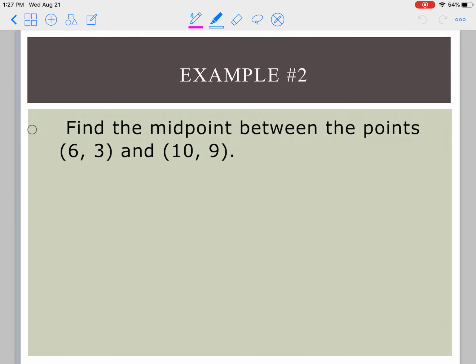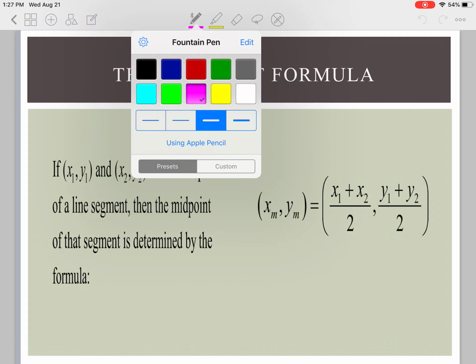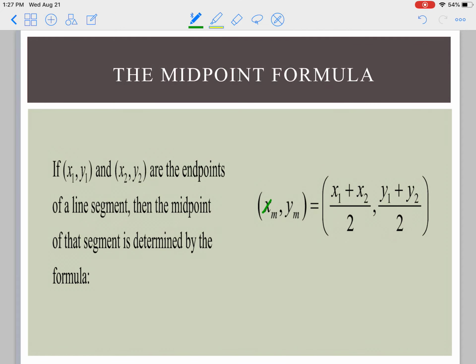Example number 2. Find the midpoint between 6, 3 and 10, 9. Well, in order to answer this, I'm going to give you a little hint. I'm going to move to the next slide and give you the midpoint formula. The midpoint formula, similarly to the distance formula, is a given formula that you will have to know how to use. So if these are my x values, and again, these are coordinates, you'll be given coordinates. There's my x values, here are my y values.